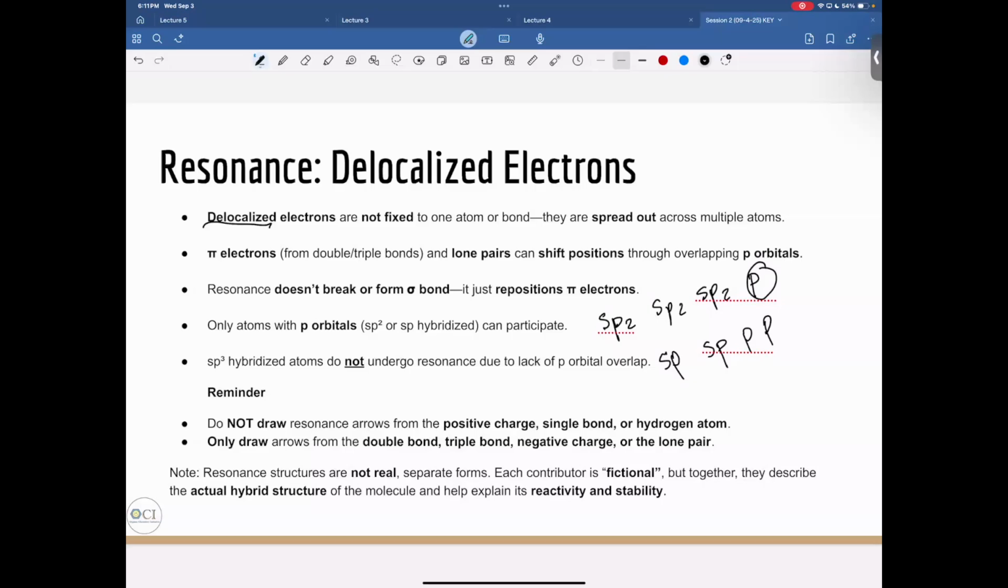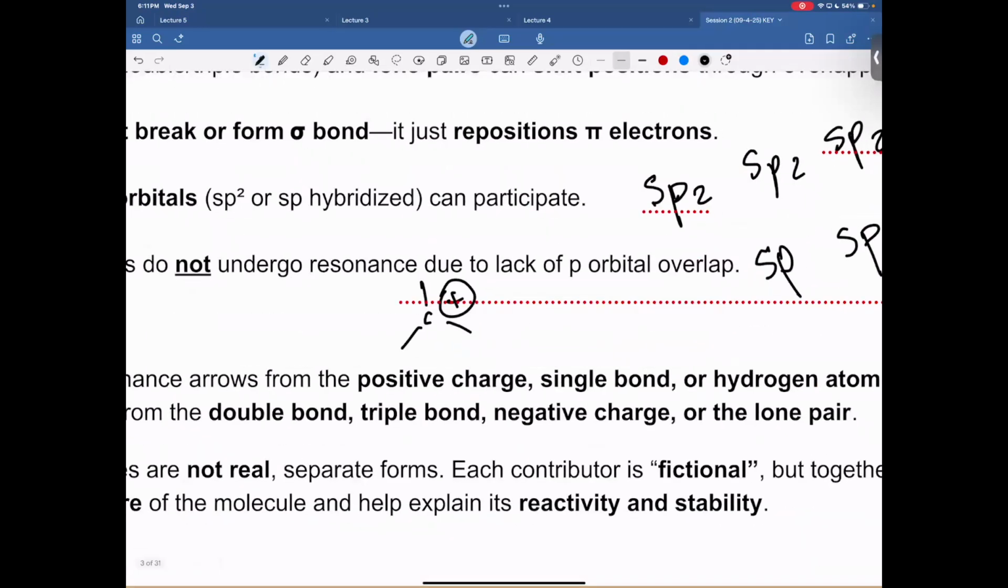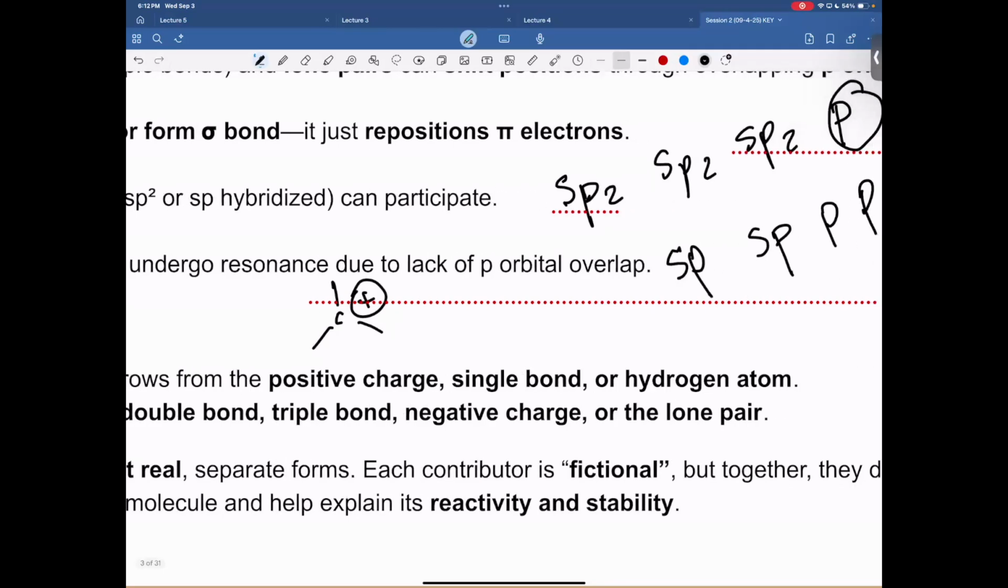Because if we look at a positive charge, for example, let me draw this real quick. If we have this carbocation right here, you see that there's only 6 electrons around the carbon. And to participate in resonance, you need to have a surplus of electrons. Carbon doesn't even have a full octet. So if you take away more electrons from a carbocation, then it's just going to make it more positive, more polar, and more unstable, right?